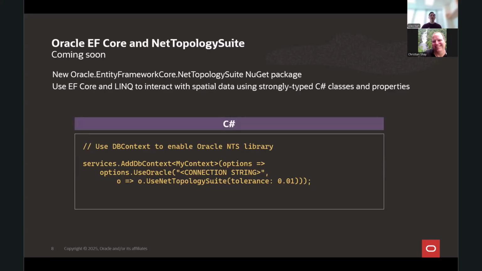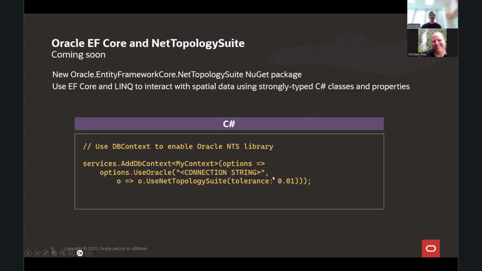So how do you do this? Let me give you a code sample, and then I'll show you a demo. First, you add your DB context to enable your Oracle NTS library. So we can see we add our database context. We're using our Oracle EF Core driver here. So we use Oracle, we add a connection string, and then we use this extension method here to use NetTopologySuite. So that pulls in NetTopologySuite.